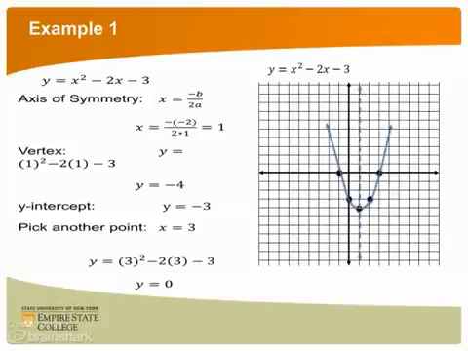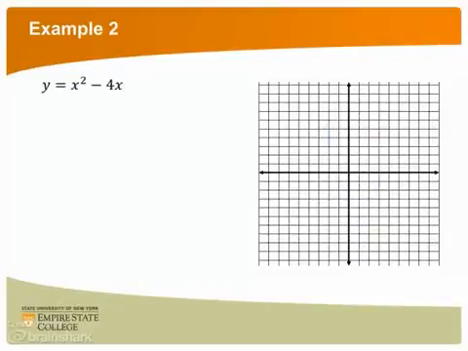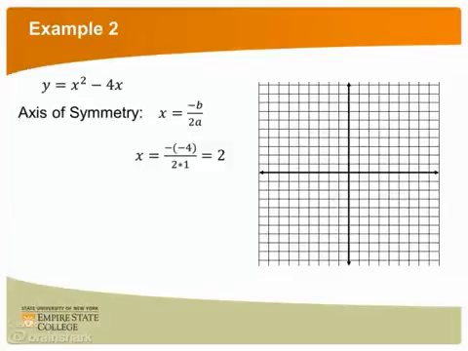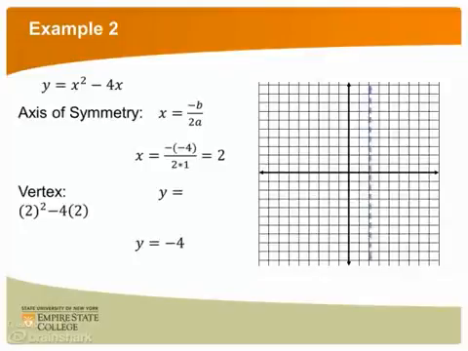Let's look at one more example. Suppose this time we want to graph the parabola for y equals x squared minus 4x. To find the axis of symmetry, x equals the opposite of negative 4 divided by 2 times 1. Therefore, the axis of symmetry is the line x equals 2. Graph the axis of symmetry. Plug x equals 2 into the equation to find the coordinates of the vertex. We find that the y value for the vertex is negative 4. We plot the vertex at the point 2, negative 4.